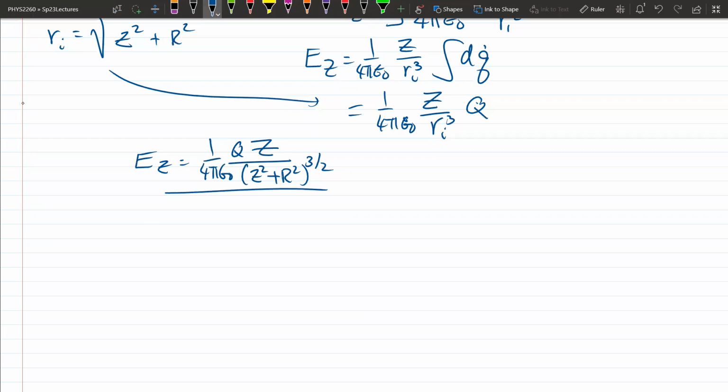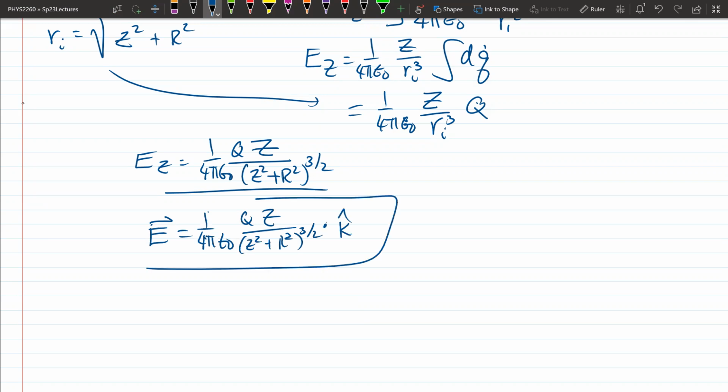So that's the z component of the electric field. If you want to write the entire thing, the vector is 1 over 4 pi epsilon naught, q times z over (z squared plus r squared) to the 3/2 power, times the k hat direction, because that's the direction.